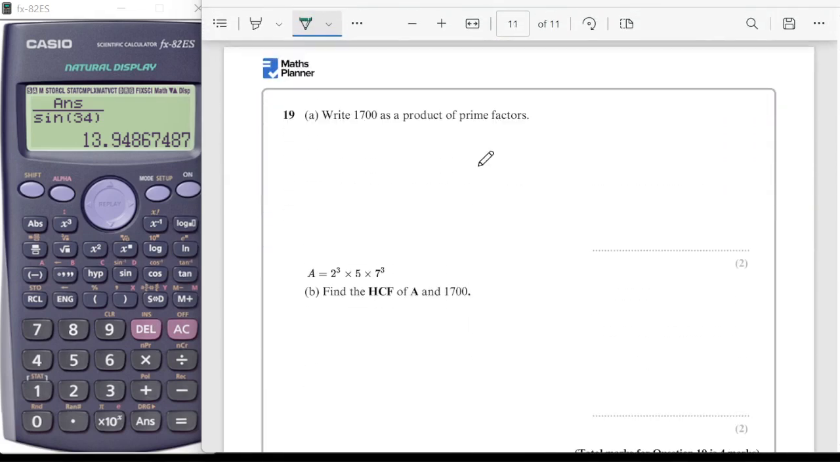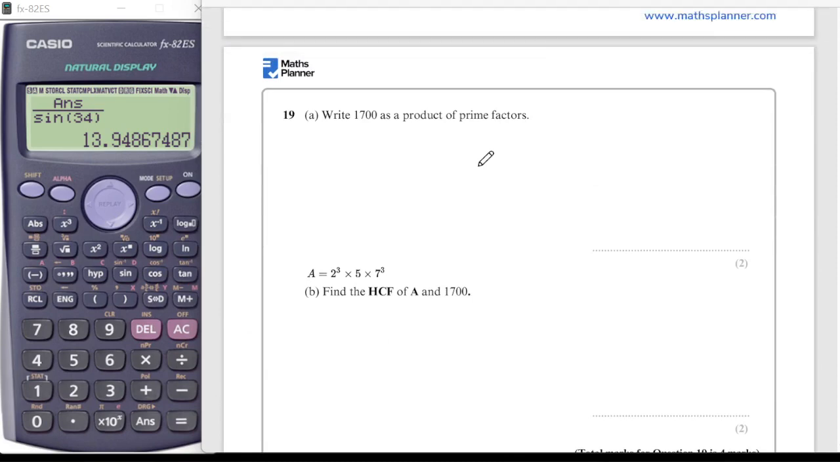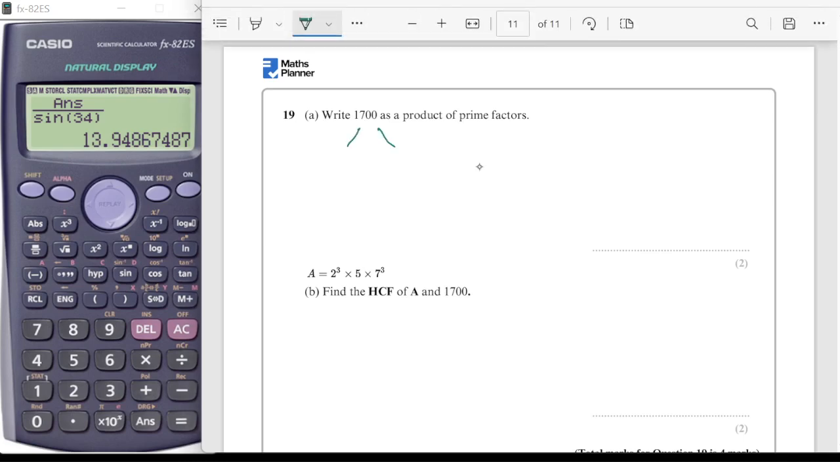Okay, question 19. Write 1,700 as a product of its prime factors. So I tend to normally take 2 out as a common factor, but I know that 17 is a prime number, so I'm going to go 17 times by 100. And then I'm going to go 2 and 50, 2 and 25, 5 and 5. So as a product of its prime factors, I'm multiplying these together. So I would have 2 squared times by 5 squared times by 17.